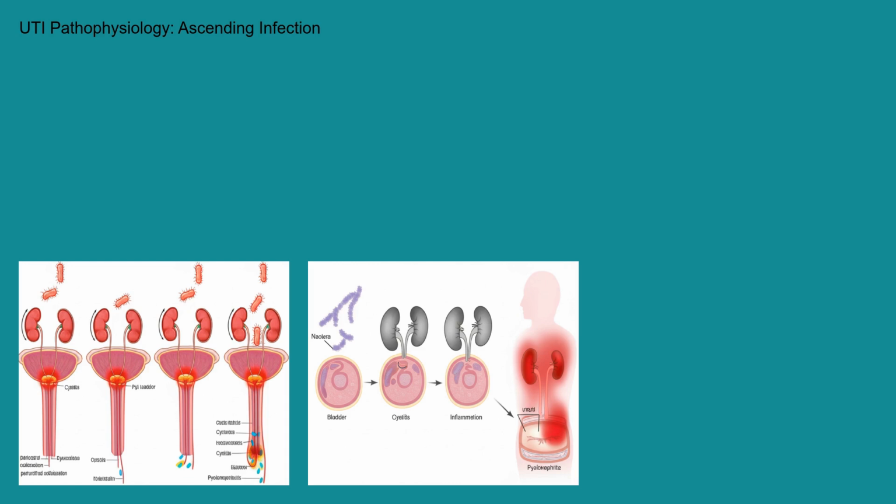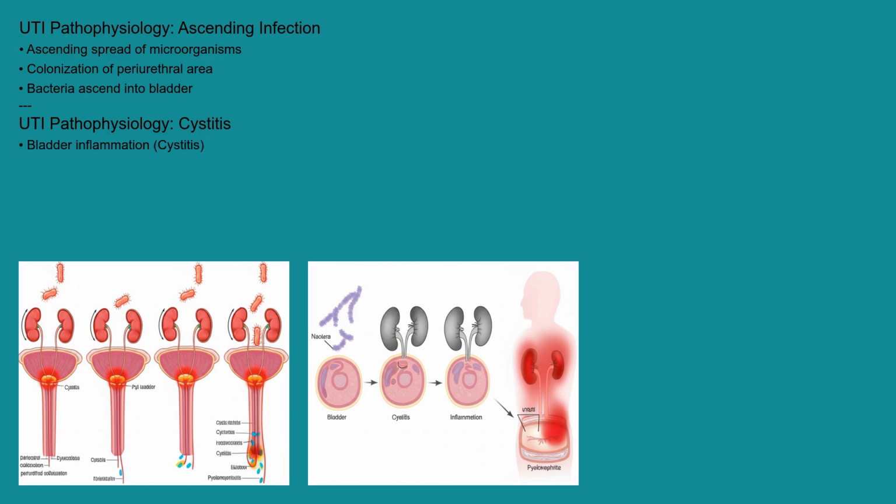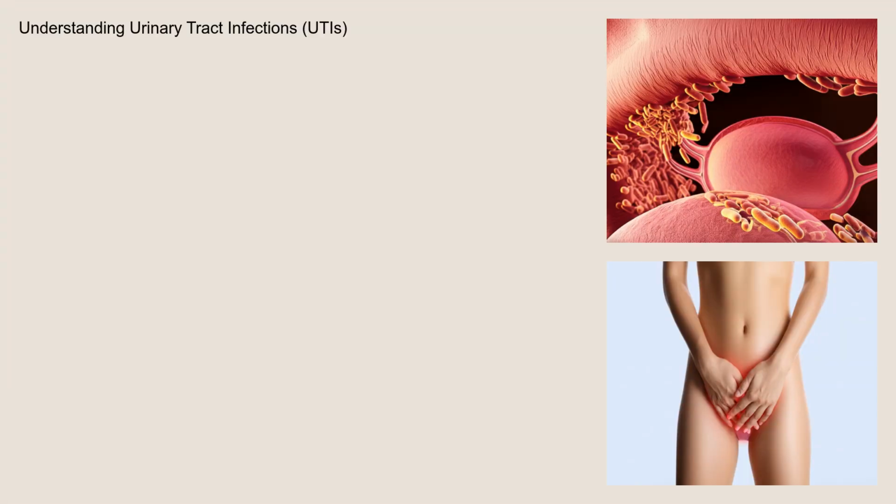The pathophysiology of a UTI involves the ascending spread of microorganisms through the urinary tract. Bacteria colonize the periurethral area and ascend into the bladder. If the body's natural defenses fail to eliminate the bacteria, they multiply and cause inflammation of the bladder lining, known as cystitis. In more severe cases, the infection can ascend further up the urinary tract to the ureters and kidneys, leading to pyelonephritis. The inflammation and infection trigger various symptoms, such as frequent urination, burning sensation during urination, and abdominal pain.